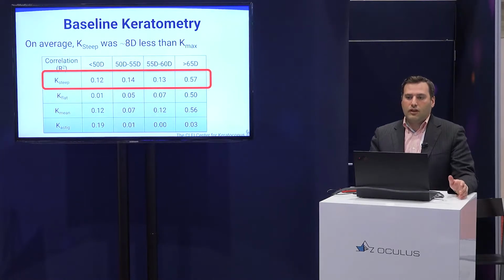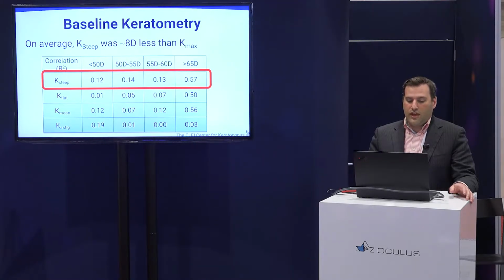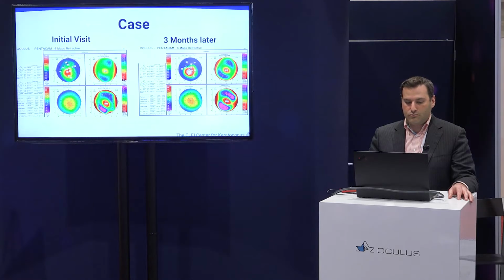In fact, when we looked at the correlation, it was cones that were 65 diopters or steeper that were the first to really correlate with K-steep, K-flat, or K-mean. So clearly, those curvature measurements are not enough to diagnose keratoconus, let alone monitor keratoconus for progression.